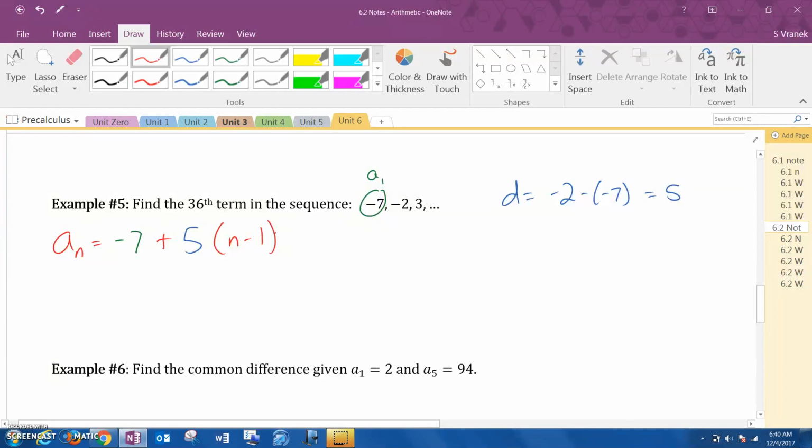So I want to find the 36th term. What is the 36th term? When n is 36, I get negative 7 plus 5 times 36 minus 1, or 35 differences. So if you type in 35 times 5, and then add a negative 7, you get that the 36th term in this sequence is 168. So if we would have written that out, we would have gotten to 168.